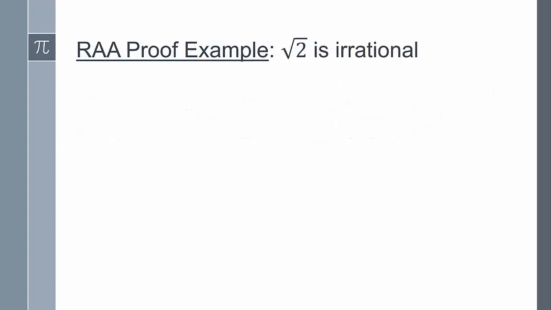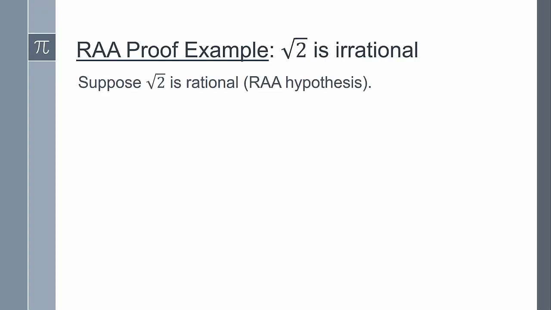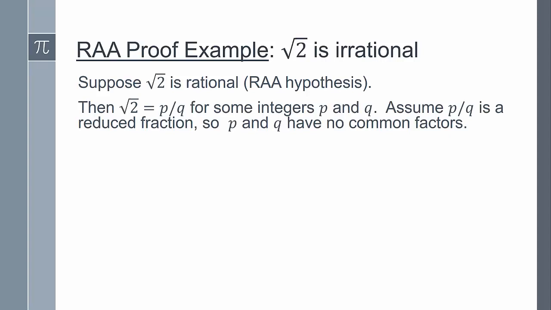One of the classic examples of a reductio ad absurdum proof was found thousands of years ago by the Pythagoreans, in their proof that the square root of 2 is irrational. To prove that the square root of 2 is irrational, we're going to first make our RAA hypothesis. That is, suppose that the square root of 2 is rational. We haven't officially defined rational, but we know that rational means that you can write the square root of 2 as the fraction of two integers, p and q. I can say further that q is not equal to 0.